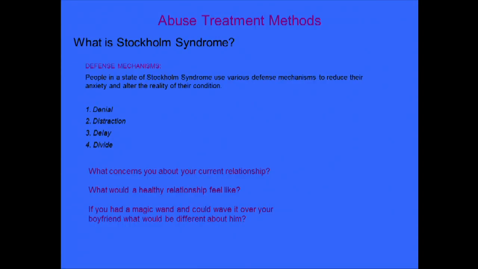So the healthy questions to ask somebody that's in a possible abusive relationship: what concerns you about your current relationship? What would a healthy relationship feel like? And the magic wand scenario, right? If you had a magic wand, you could wave it over your boyfriend or your husband or your wife or your son, what would be different about him? It allows them to have voice and ownership over their own solution to the problem. Remember, you might have some really good solutions for people's problems, but if they say it out loud, it becomes their solution, and the odds of them acting on that are much higher. Is that making sense? Okay.